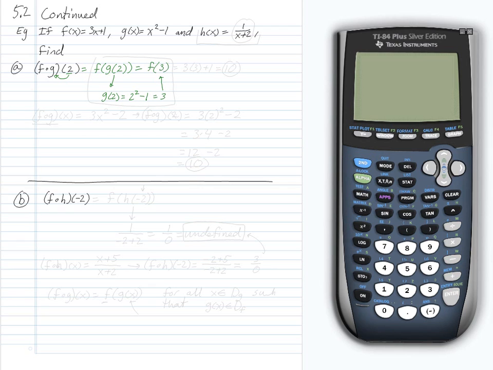Now f of 3 is equal to 3 times 3 plus 1. That's 9 plus 1, that's 10. So here we manually had to plug 2 into g, calculate the result, plug that result into f, and then calculate the result of that.